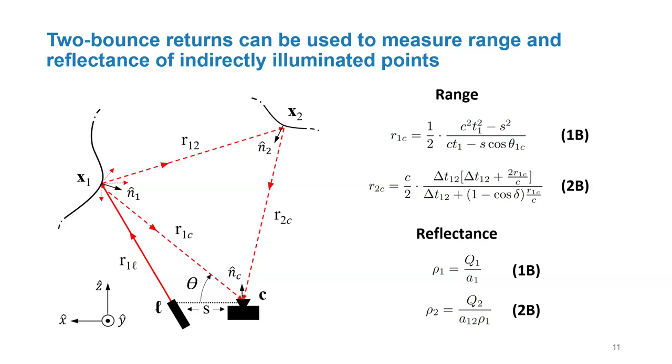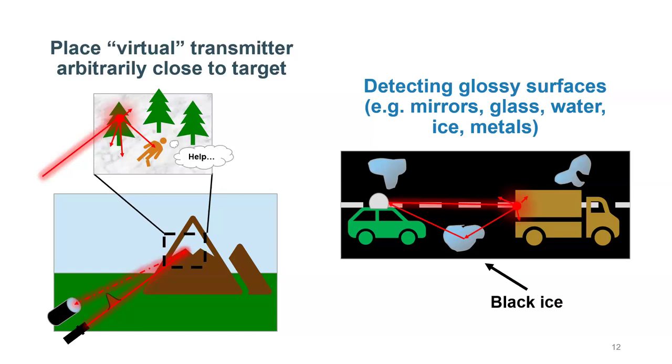So why would anybody want to use a bounce flash LiDAR? In my opinion, there are primarily 2 reasons. The first reason is that a bounce flash LiDAR has this interesting property that you can place your light source inside the scene that you're imaging. So this means you could potentially place your light source arbitrarily close to the target that you're interested in. And that could produce stronger returns off of the target, which would allow you to estimate its geometry more accurately.